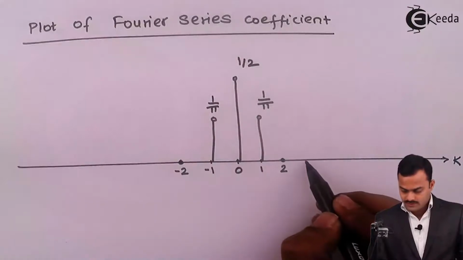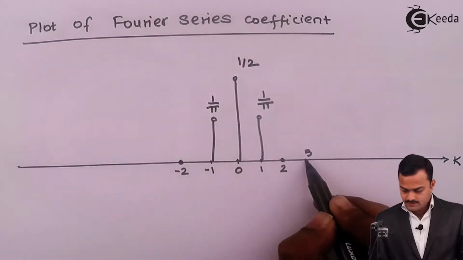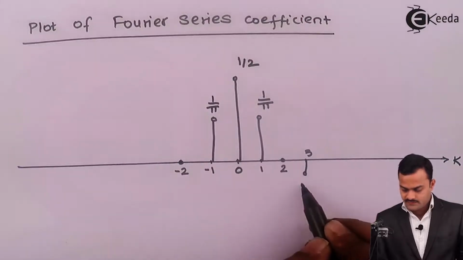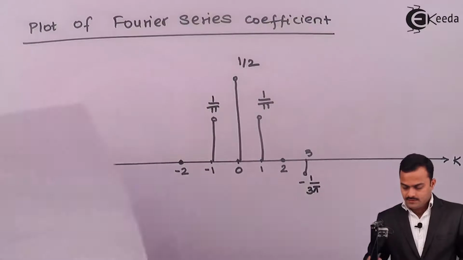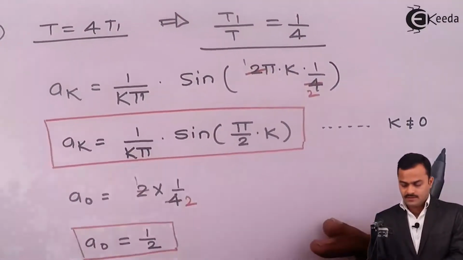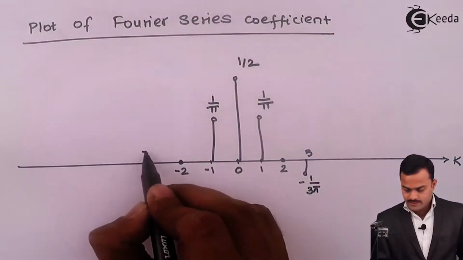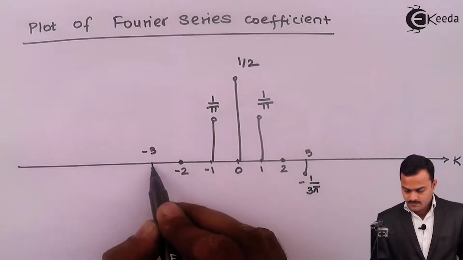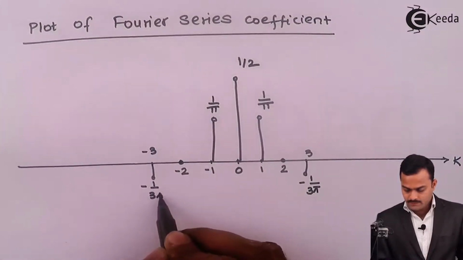So for 3, we'll get a signal somewhere here, which is minus 1 upon 3 pi. Same will be the case for k equal to minus 3. For k equal to minus 3 also, we are getting minus 1 upon 3 pi.